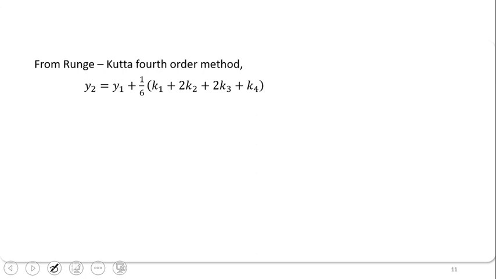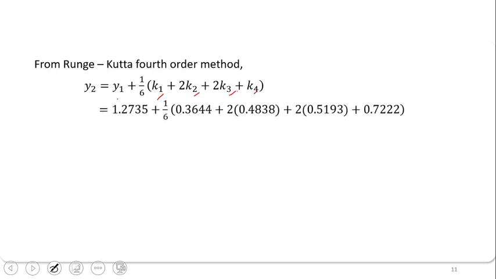Now consider the formula for y2 by using Runge-Kutta method of fourth order. Then it is y1 plus 1 by 6 times k1 plus 2k2 plus 2k3 plus k4. Now substitute the values of y1, k1, k2, k3 and k4. If we simplify this, we will get 1.7889 corrected to 4 decimal places. We know that y2 is nothing but y at 0.4. So y at 0.4 is 1.7889 corrected to 4 decimal places, which is the required solution.